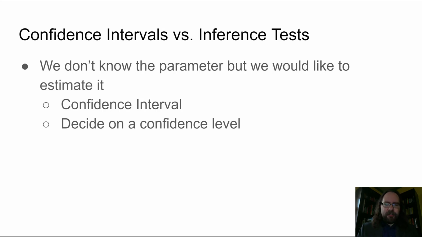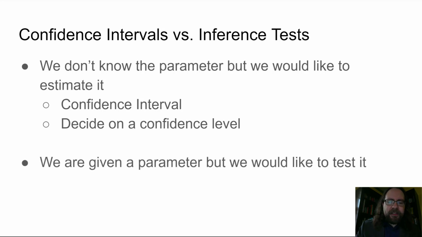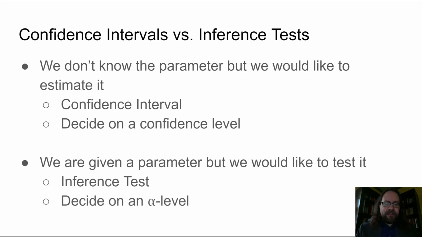make as a statistician. But what if we're given a parameter and we want to test it? So instead of having no idea what it might be, we're told what it is, but we're not sure. There's something we want to compare it to. That's when we do an inference test. And when we do an inference test, we end up deciding on what we call an alpha level, which we talked about in the previous video. That's basically how low you need the probability to be before you end up rejecting the null hypothesis.